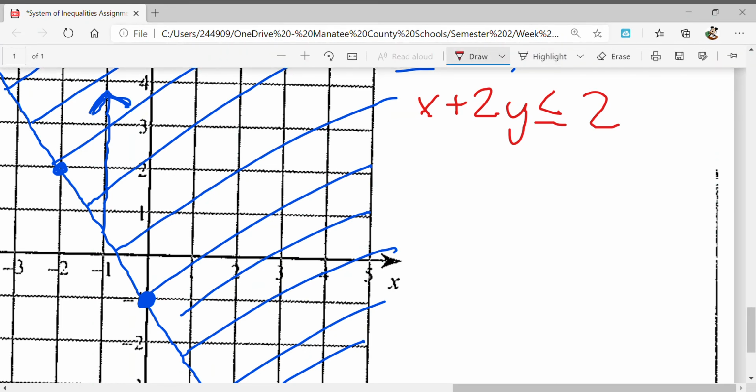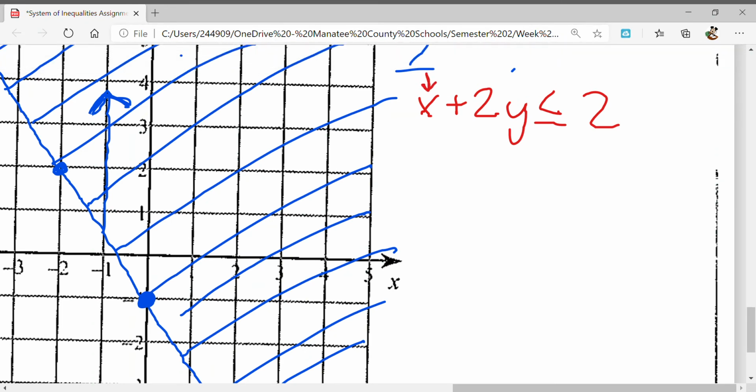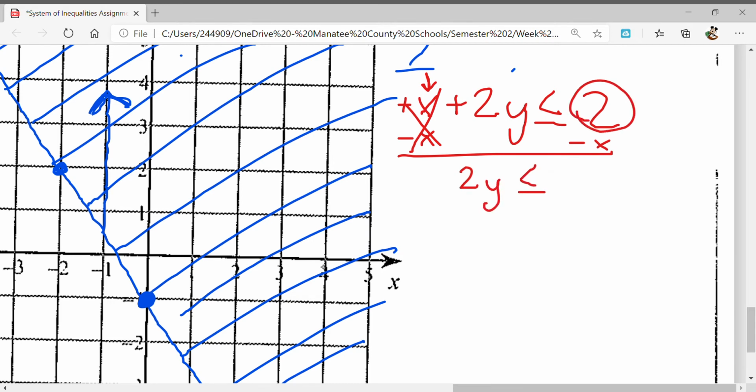So we want to get the y all by itself, just like the last one. First, we're going to move this positive x to the other side, so I'm going to do the opposite. Minus x on both sides, so these cancel out. I bring down the 2y, my inequality symbol, and then I need to put these side by side since we cannot combine them. First is the negative x, then the positive 2.